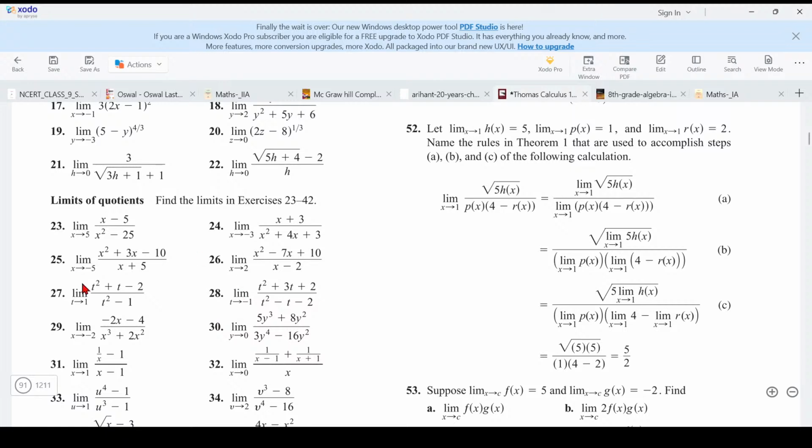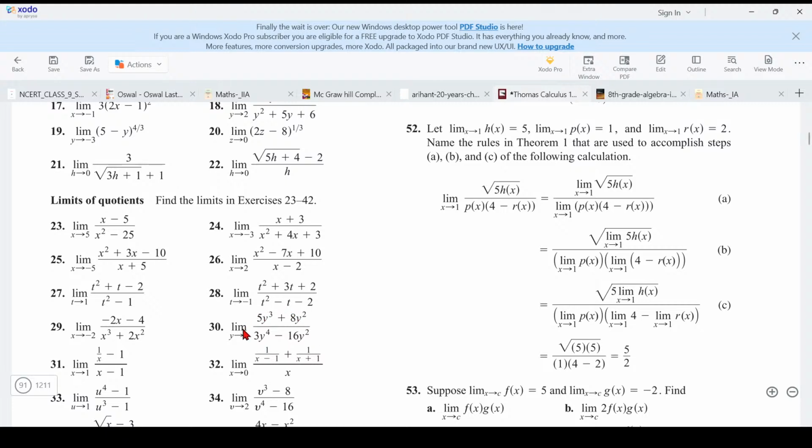So wherever there are common factors, what do you do? You remove those common factors. x minus 5 by x square minus 25, whatever. If the denominator is becoming 0, then if there is a common factor, you remove that common factor. Okay? Agreed. So in this case, what will you do? Tell me.